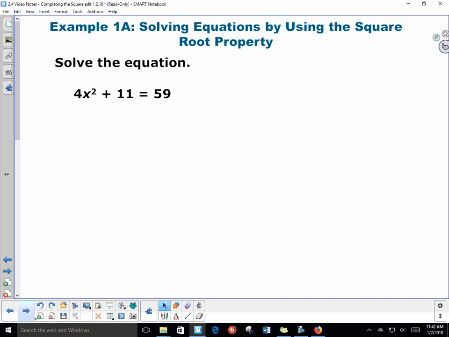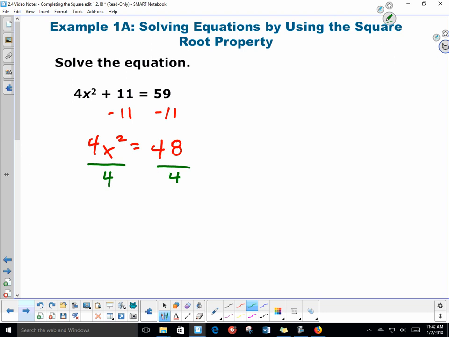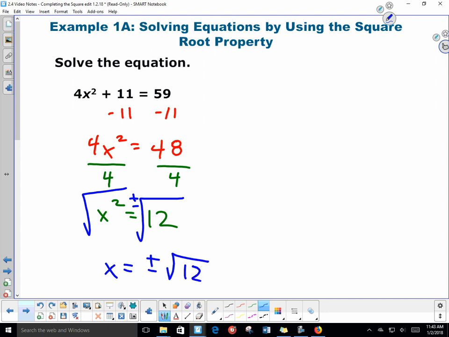So if we want to solve this equation, the first thing we're going to do is subtract 11 from both sides. So we get 4x squared equaling 48. Before we take the square root, we're going to have to divide both sides by 4. So we get x squared equaling 12. Now that we have x squared by itself, we can take the square root of both sides of the equation, but don't forget, we need positive and negative because there's two solutions possible. So we get x equaling plus or minus the square root of 12.